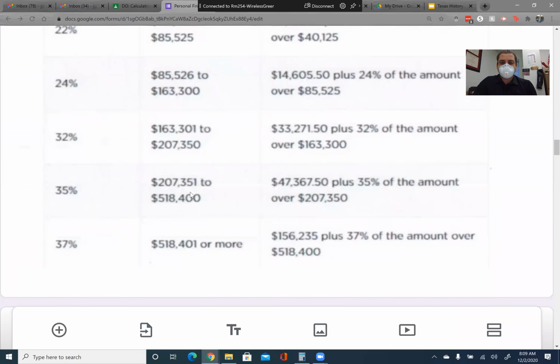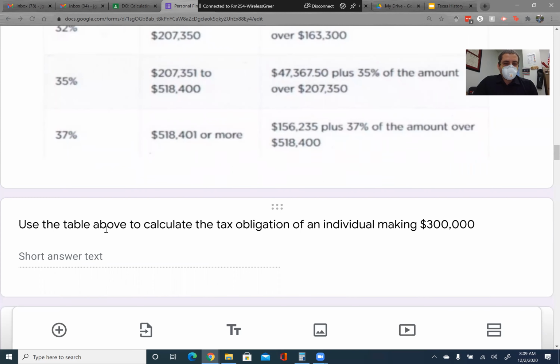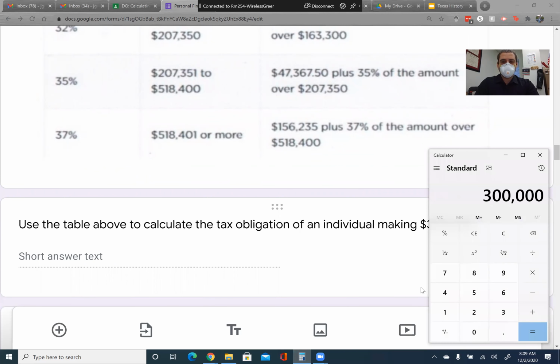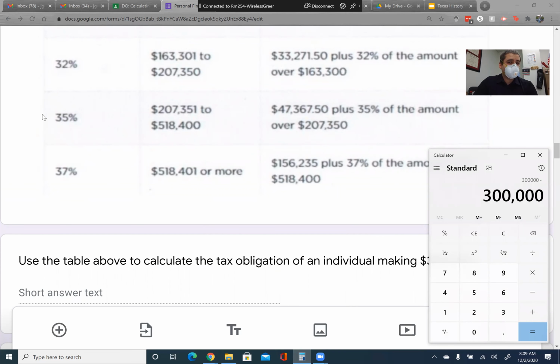The next question. Use the above table to calculate a tax obligation for an individual making $300,000. What is our first step? 300,000 minus 47,000. Wait, no, not 47. What bracket do they fall in? 35. Okay, so 207,000. So 300,000 minus 207,000, that's 93,000. Okay, now what?